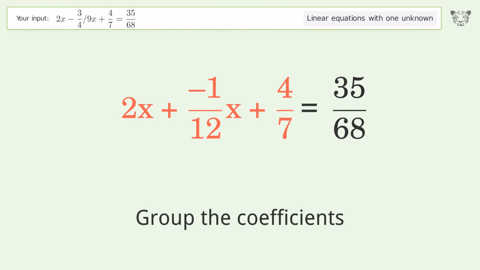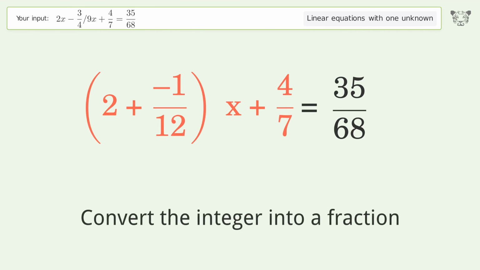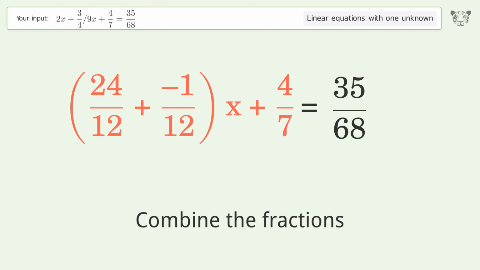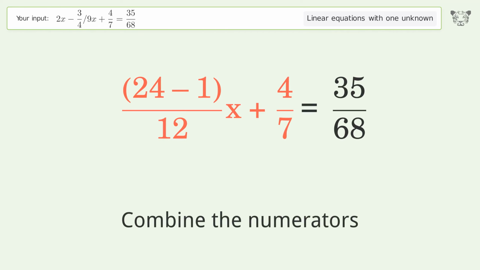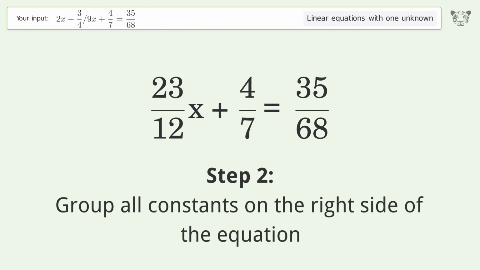Group the coefficients. Convert the integer into a fraction. Combine the fractions. Combine the numerators. Group all constants on the right side of the equation.